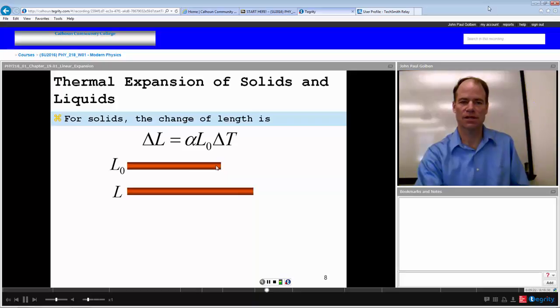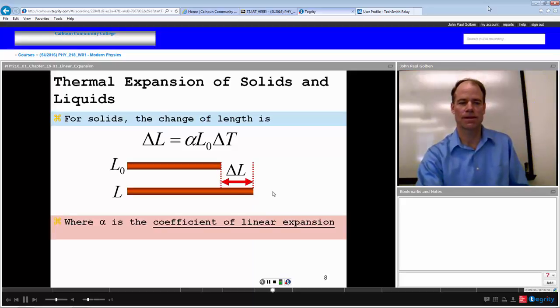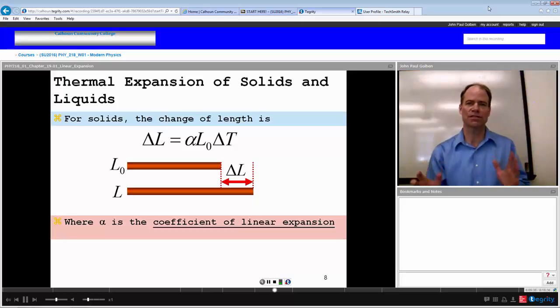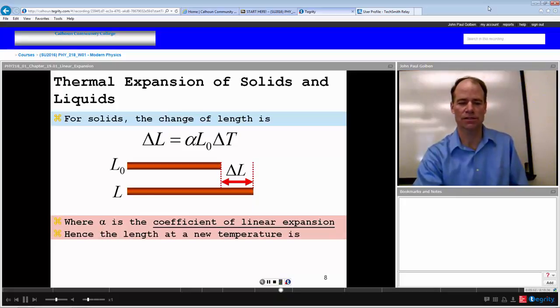It looks like this. Here's my original length, L naught, and then after a change in temperature, it is increased in length. So this change in length is proportional to the original length and that change in temperature. Alpha is the coefficient of linear expansion. It is an intrinsic value of whatever material you're using, whether it be copper, steel, aluminum, you name it; they're going to have different linear expansion coefficients.